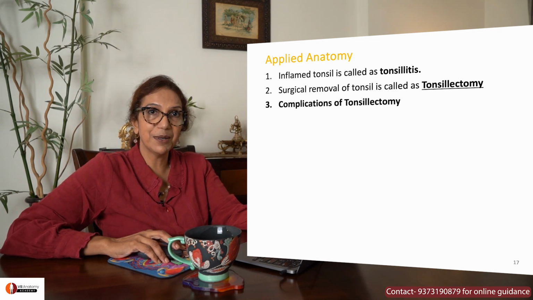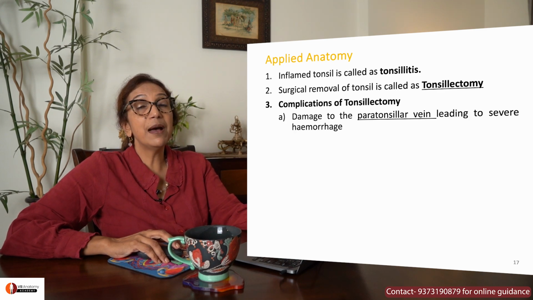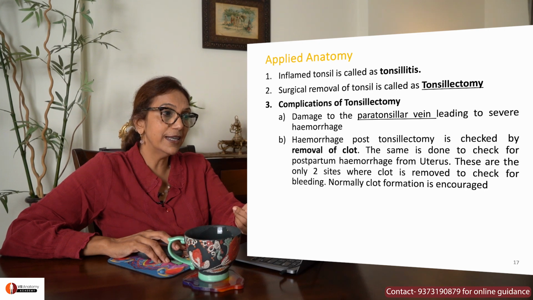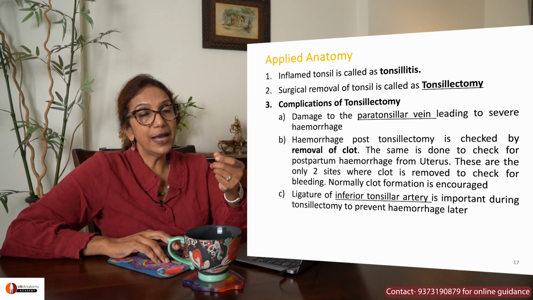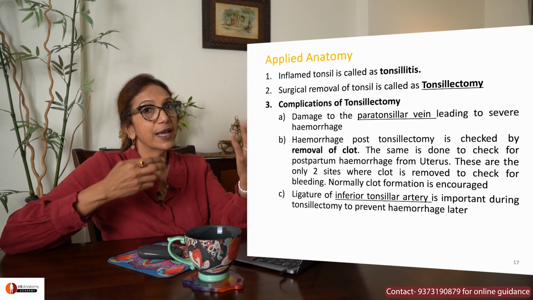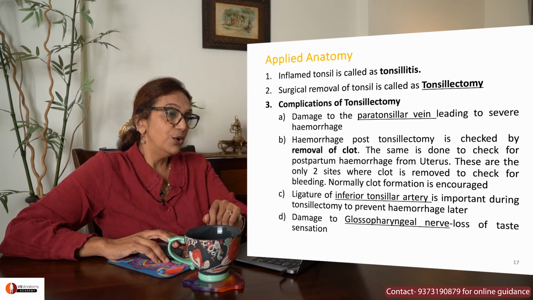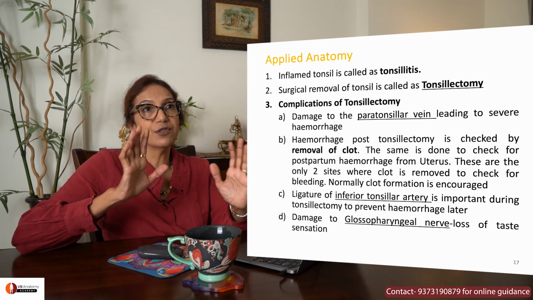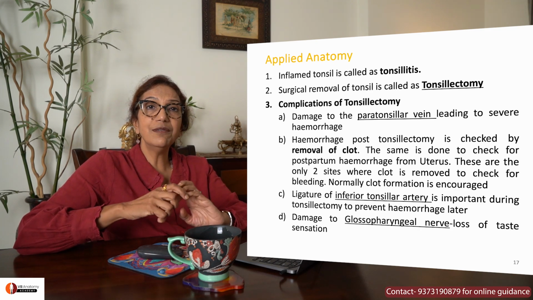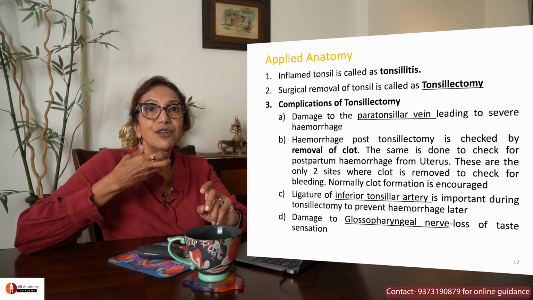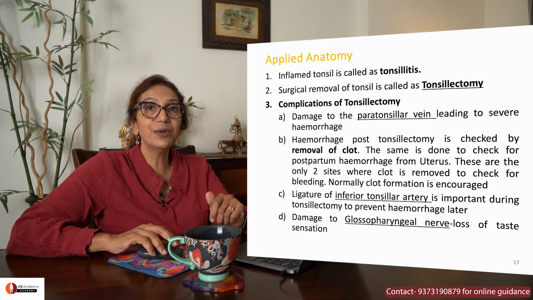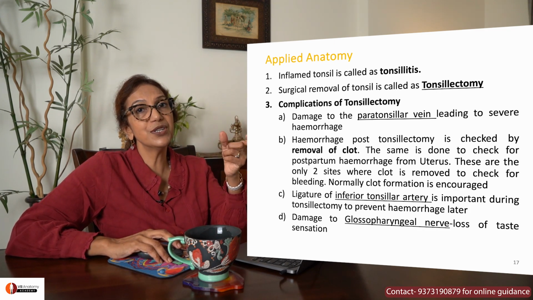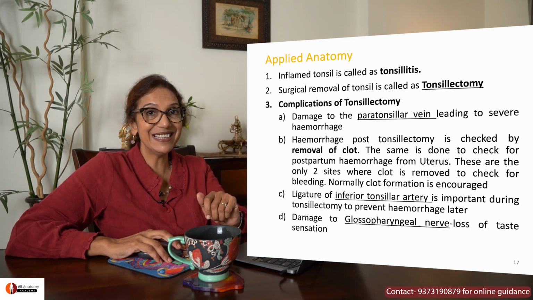Complications of tonsillectomy, right? So you can damage the paratonsillar vein, it can keep on oozing, causing hemorrhage as discussed earlier. You could fail to ligate the inferior tonsillar artery properly, again leading to hemorrhage. You can damage the glossopharyngeal nerve. What will your patient say? Suppose the glossopharyngeal is damaged. Patient will say, Doctor, I have lost my sense of taste. I'm feeling that I'm not able to taste my food well. Glossopharyngeal supplies taste to the posterior one-third of the tongue, isn't it?